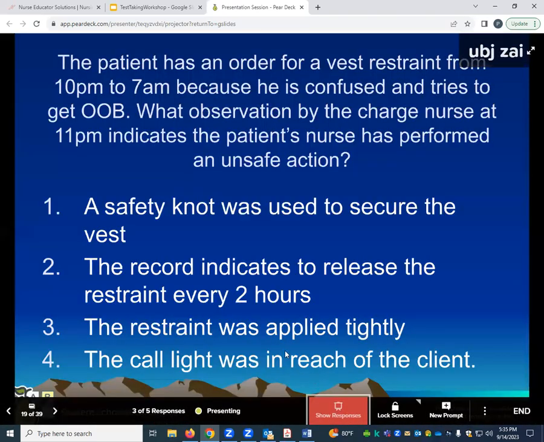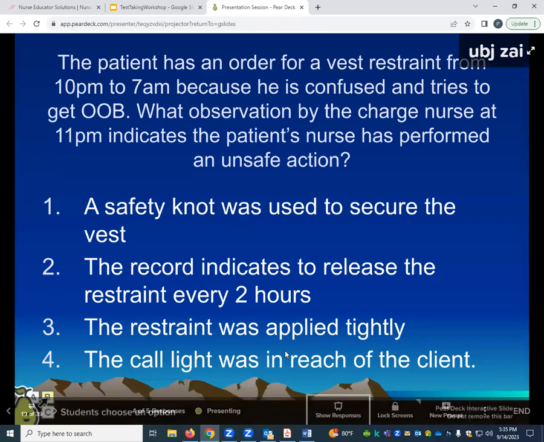Okay, so we got a little variety of answers here. You've determined that it's a false option question, so you're looking for an unsafe action. So I want to find out what are the safe actions, mark those true so that I can identify which is not safe. So is it true that a safety knot should be used to secure the vest?